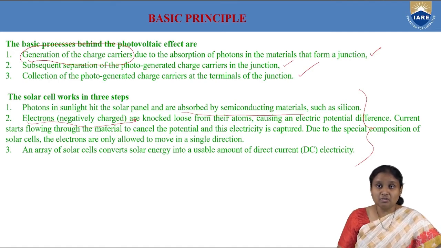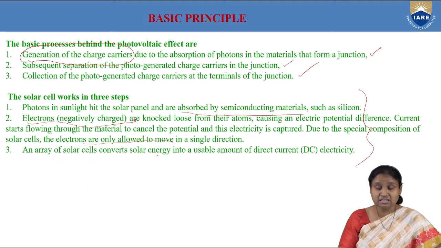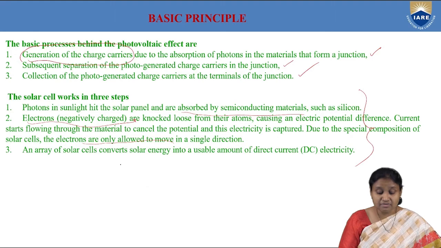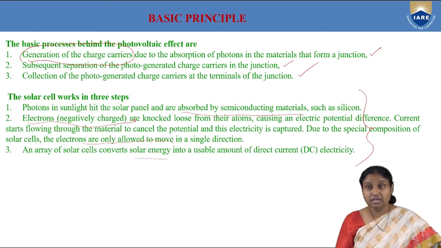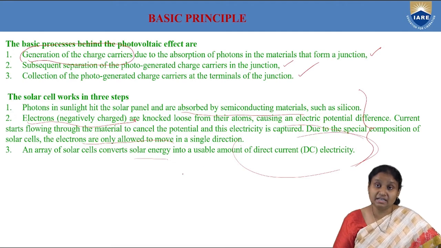And because of the special composition of this solar cell, what we are going to observe here is all these electrons which are coming out of their atoms and giving their potential difference or voltage. They are made to flow in one single direction. Once we have a solar panel with a collection of such solar cell units, and there is conversion of solar energy into current, what is our output? Our output is direct current.